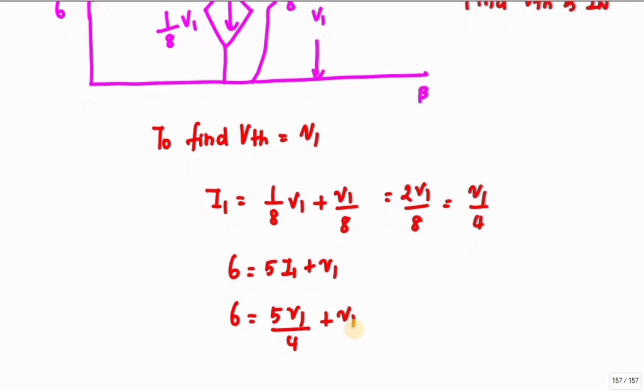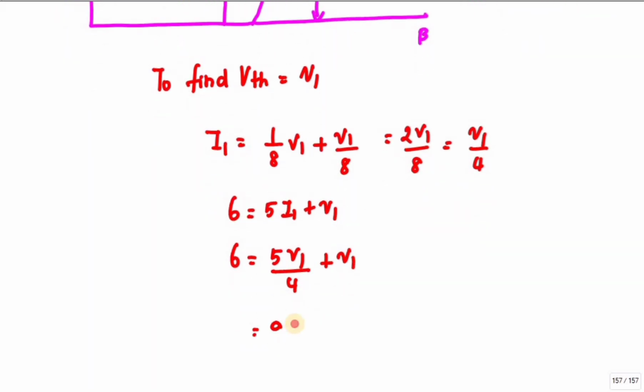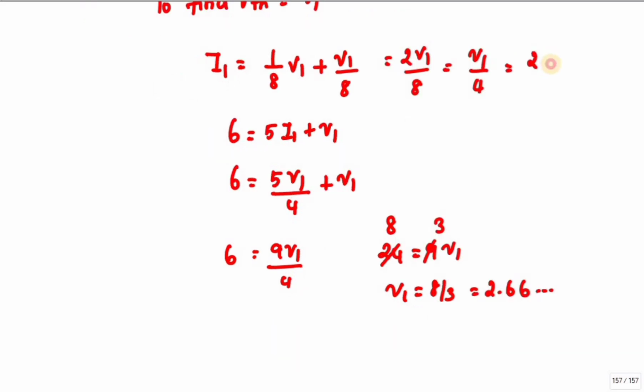So 6 is equal to 5 V1 divided by 4 plus V1. That is 6 is equal to 9 V1 divided by 4. So 24 is equal to 9 V1. So V1 is equal to 8 divided by 3, that is equal to 2.66. In order to find the value of I1, substitute the value of V1. So I1 is equal to 2.66 divided by 4, that is equal to 0.666.